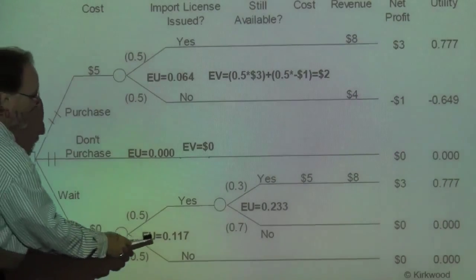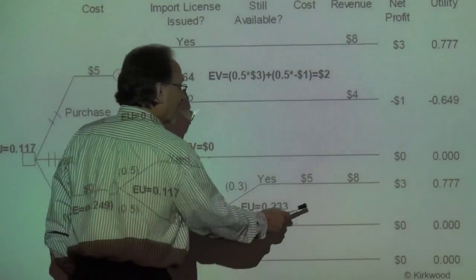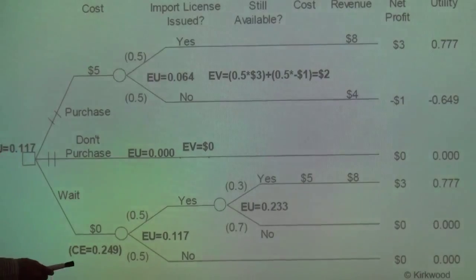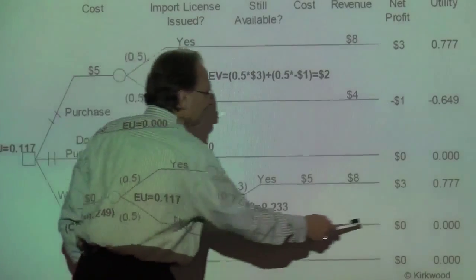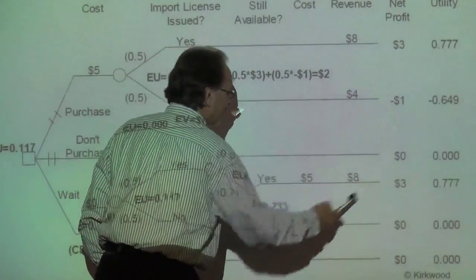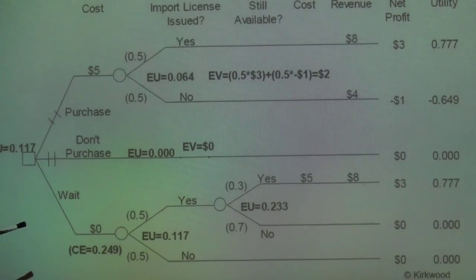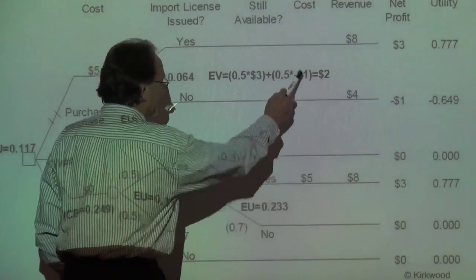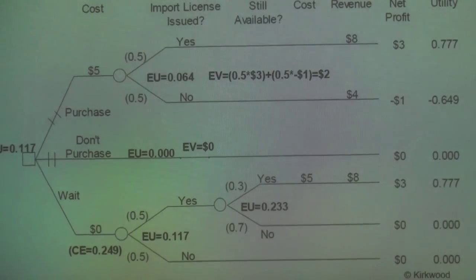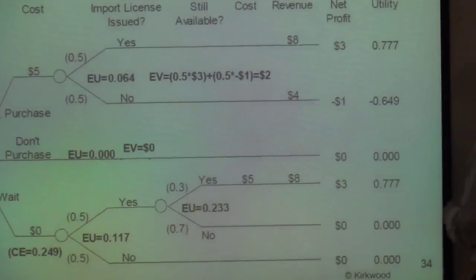The expected value here is, and what did I do with my expected value? Anyway, the expected value here is 0.3 times 3 and 0.7 times 0. So 0.3 times 3 is 900,000. Yeah, $900,000. So the expected value here is 900,000. That's less than there.